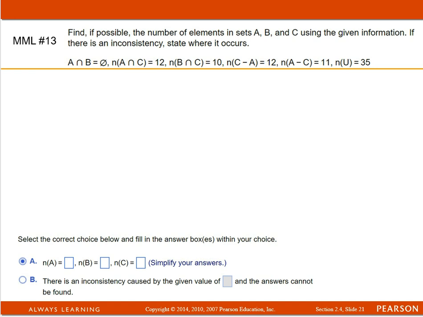Find, if possible, the number of elements in sets A, B, and C using the given information. If there is an inconsistency, state where it occurs. Okay. All right, so I've got 3 sets, A, B, and C.